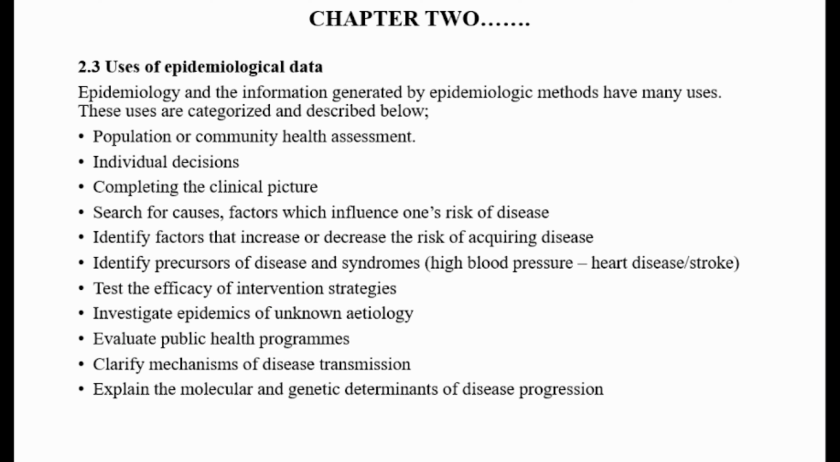Then you can go to the environment and see that the environment is very dirty. They have lots of standing water, stagnant water, which is conducive for the breeding of mosquitoes. So all these other factors can influence a certain community to suffer from malaria. So by understanding that cause, then intervention can be done. Identification of factors that increase or decrease the risk of acquiring diseases is similar to what I have explained before.